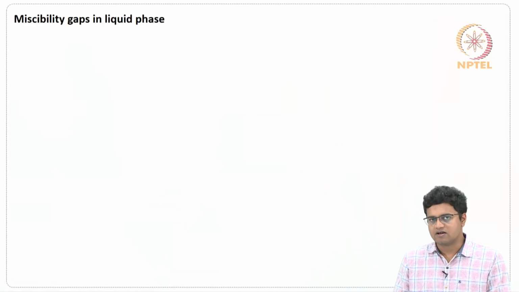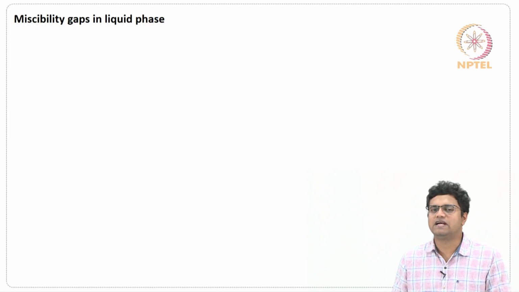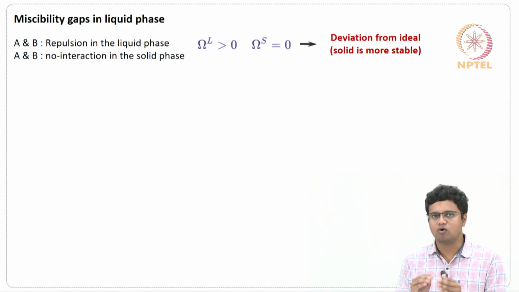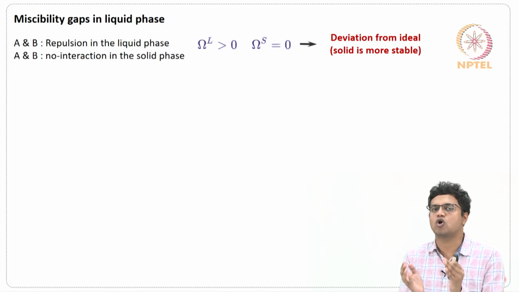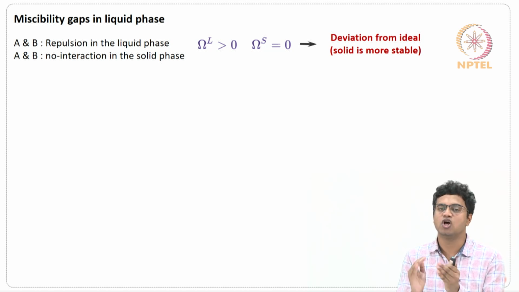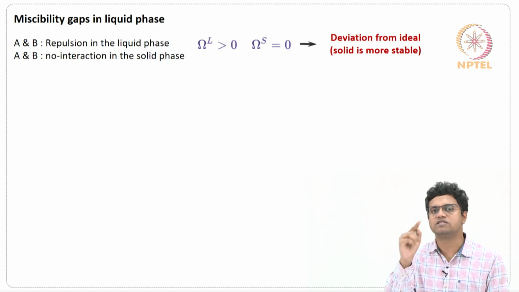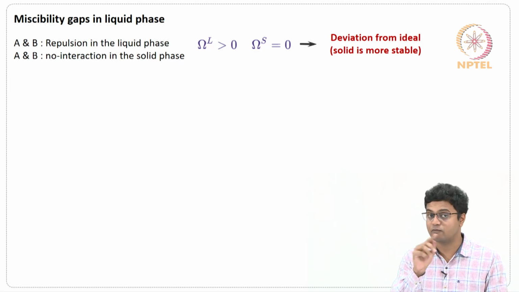So in this lecture, lecture 3.3, we will continue the discussion on miscibility gaps in the liquid phase. As we discussed, what is the origin of miscibility gap? The origin of miscibility gap is the repulsion between the components. If they repel in the solid phase over a composition range, over a temperature range, then you see a miscibility gap there. That's a synclinal type of behavior, synclinal type of diagram.